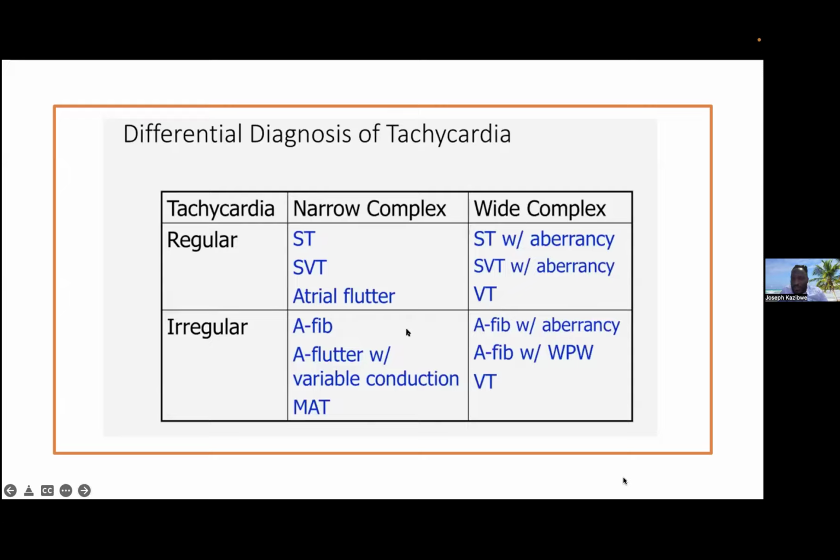If they're narrow complex, we have those SVTs. If you've worked in A&E, which I presume a good number of you have, you've seen several SVTs. Sometimes they can appear as SVTs with aberrancy. You will see that VT appears both in regular and irregular forms. We have monomorphic VT and polymorphic VTs. There is only one thing missing there: wide complex tachycardias that are pacemaker-mediated. Sometimes people who have pacemakers can be misbehaving, going very fast. So that's another thing we can add on.